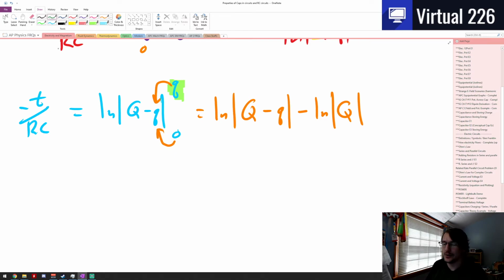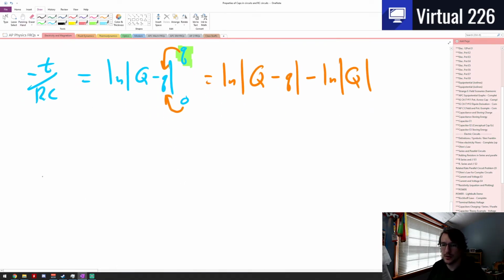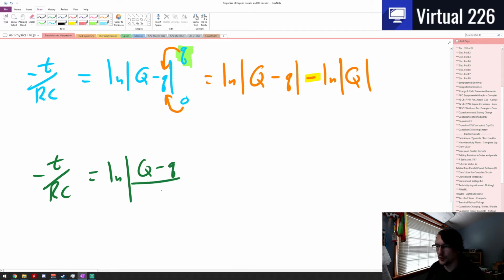So what we have now, and we can start to see that this is getting a little bit long in the math, but we can do it. Negative t over rc equals, and I need to remember that when I have subtraction of natural logs here, or of logs, we have log rules, I can say this is the same as division. I can divide these. I can say this is the natural log of q minus q over big Q. Okay, and that's a very nice thing to set up there.